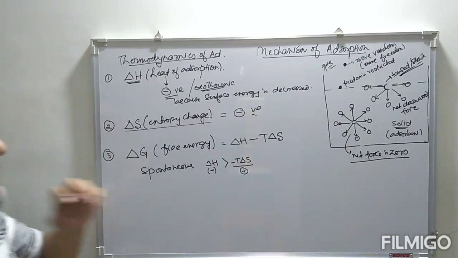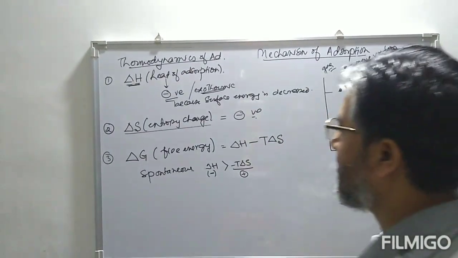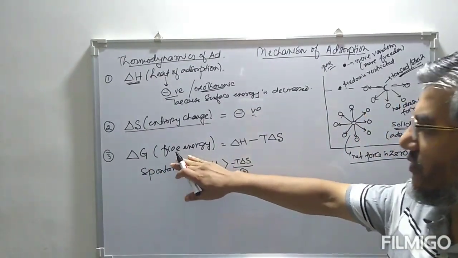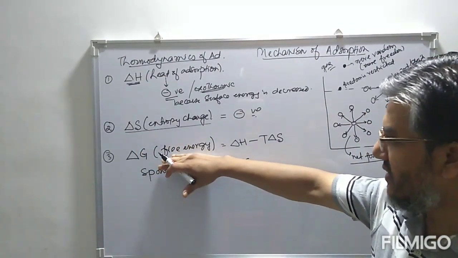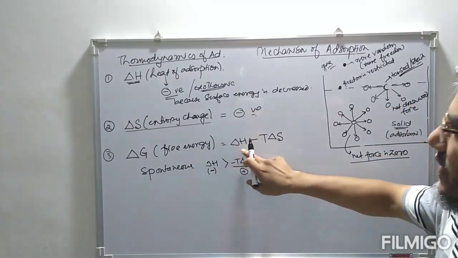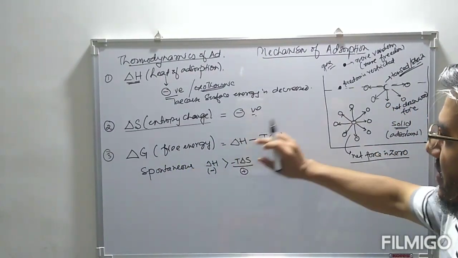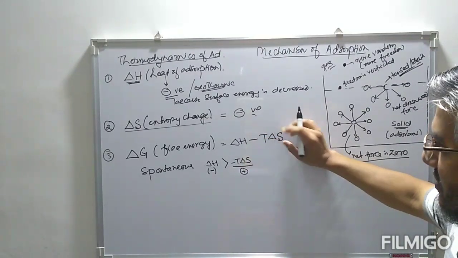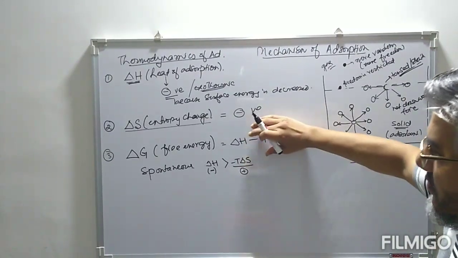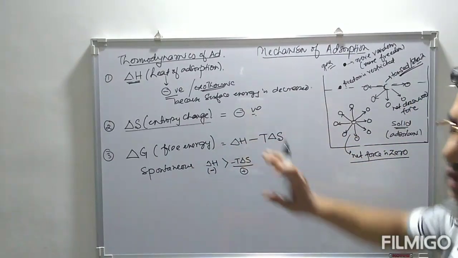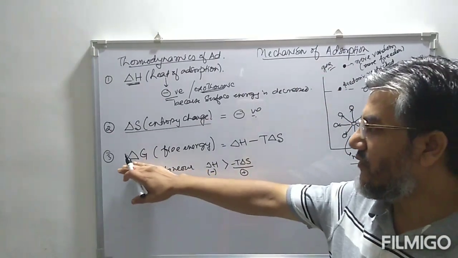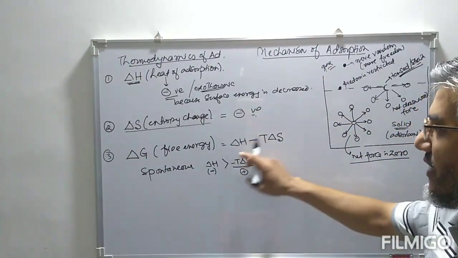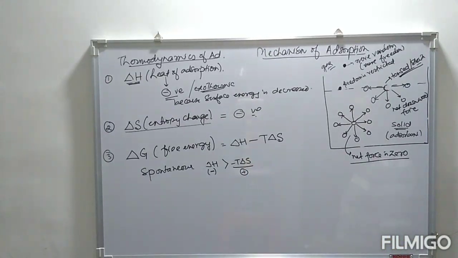So simply say, during the course of adsorption, delta G is negative. Since delta G is negative, the process is spontaneous. So why is delta G negative? This heat of adsorption is greater than T delta S. Delta H being negative and the other term being positive, the negative term is greater than the positive. But during the course of adsorption, the negative value of delta G decreases, that means delta H value decreases. So this is the thermodynamics of adsorption.